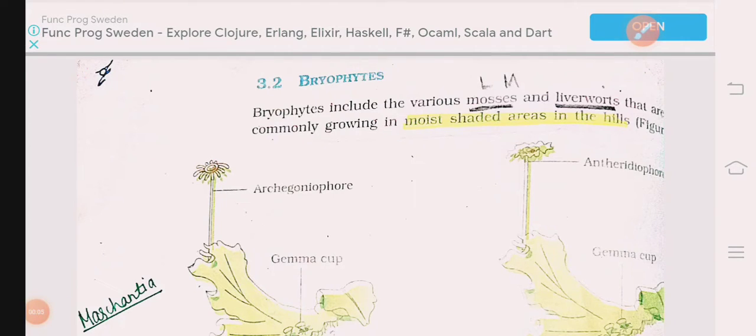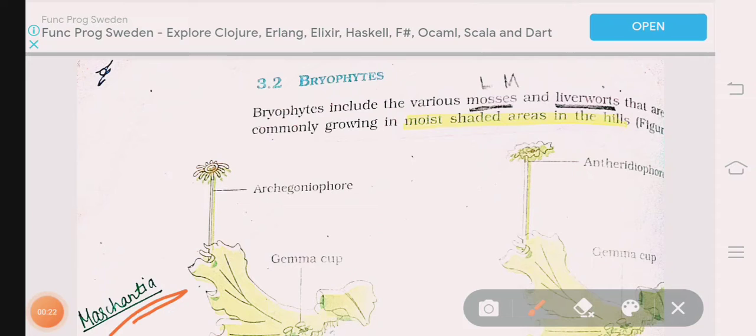So today we are going to do Plant Kingdom Part 2, in which we will be covering bryophytes and pteridophytes. First of all, let me tell you that bryophyte is divided into two parts. Number 1, liverwort and moss. Liverwort has Marchantia and moss contains Sphagnum, Polytrichum and Funaria. These are the examples. Now see, bryophytes live in the moist shaded areas of the hill.